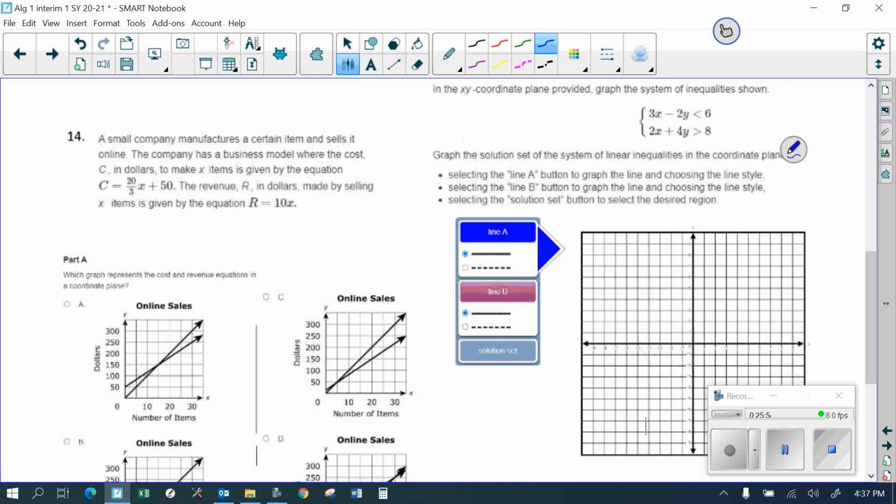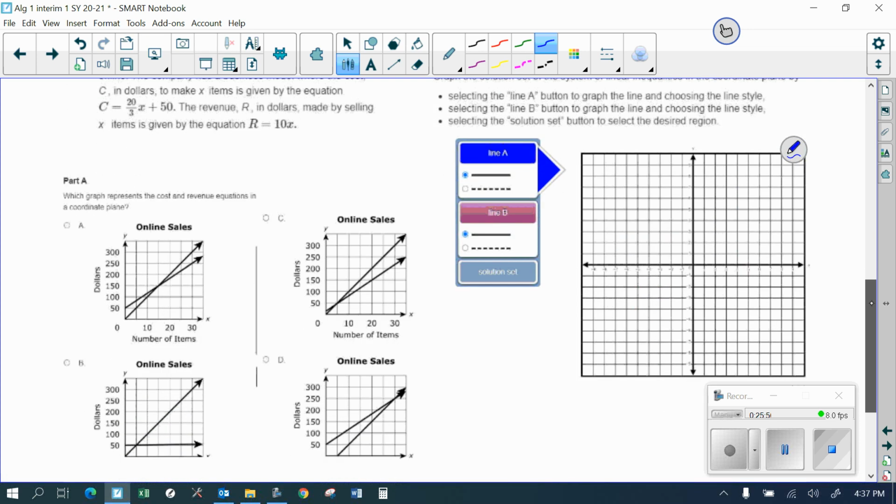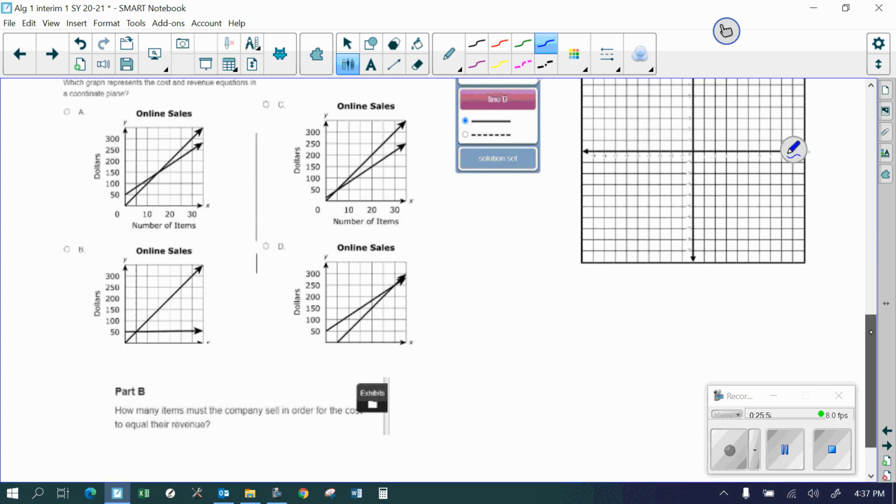Okay, now you could have also solved each inequality for y if you wanted to, and put it in slope-intercept form and graphed that way too.